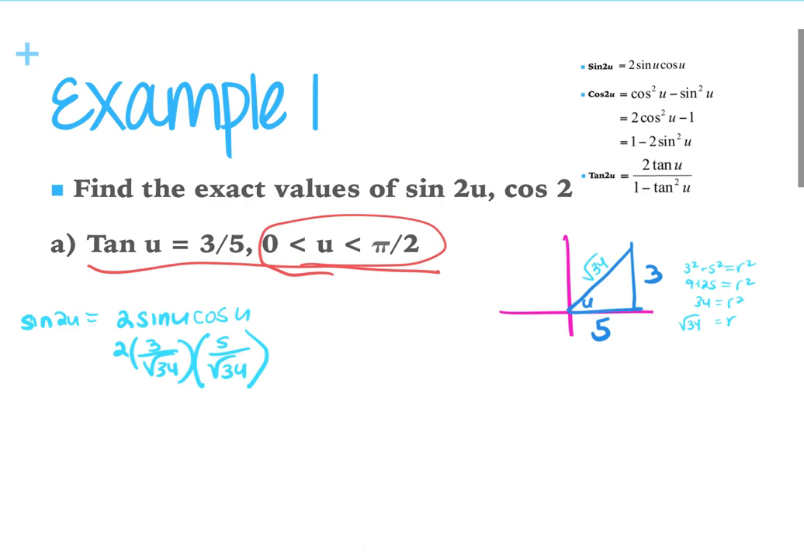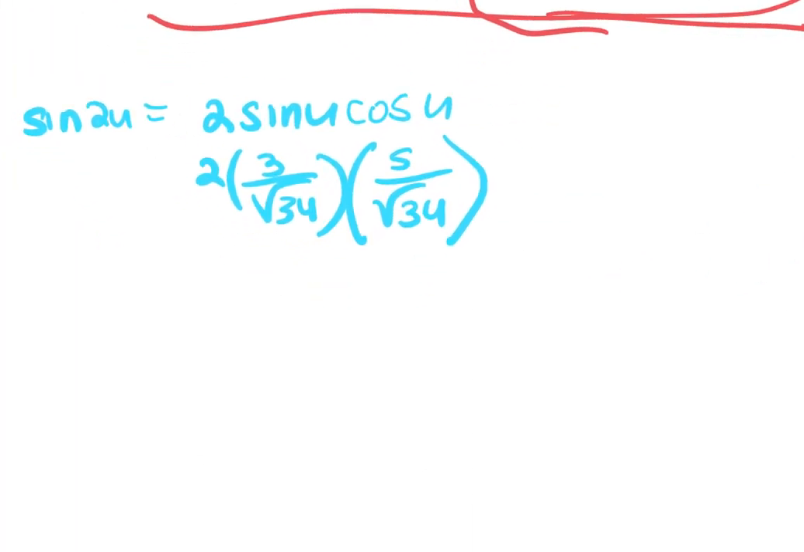So if we've done it correctly, the denominators would be the same, which is why we don't need to rationalize it yet. And I would multiply straight across in the top. 2 times 3 is 6, times 5 is 30. And then on the bottom, square root 34 times square root 34 is what? 34. Can I simplify that? Yeah, it becomes 15 over 17. Good. That's the sine of 2u.